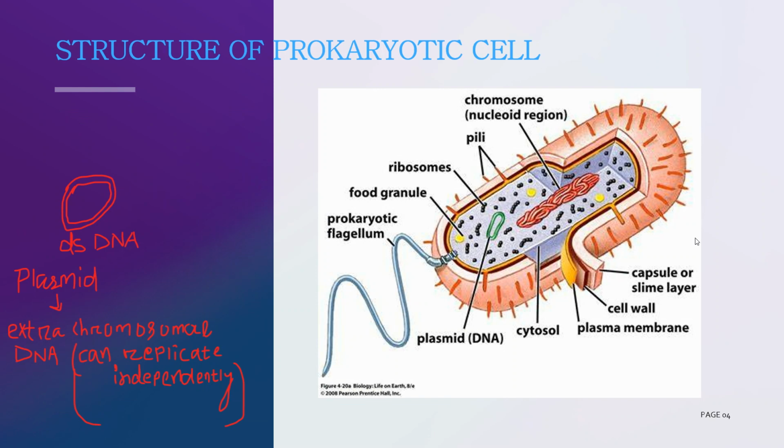which are present in the prokaryotic cell, that is chromosome, ribosome, food granule, prokaryotic flagellum, plasmid, cytosol, plasma membrane, cell wall, capsule or slime layer. Okay, and we have also studied the plasmid. What is plasmid? The extra-chromosomal DNA, that is made up of nucleic acid.